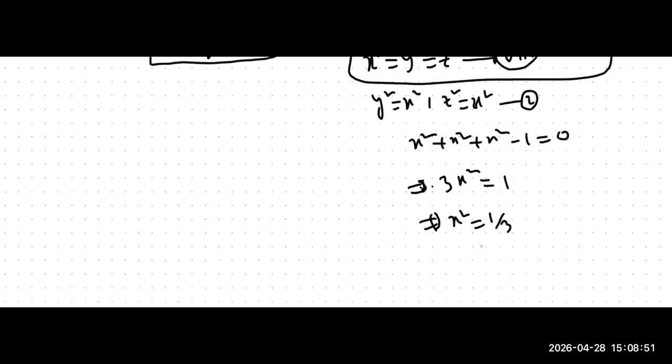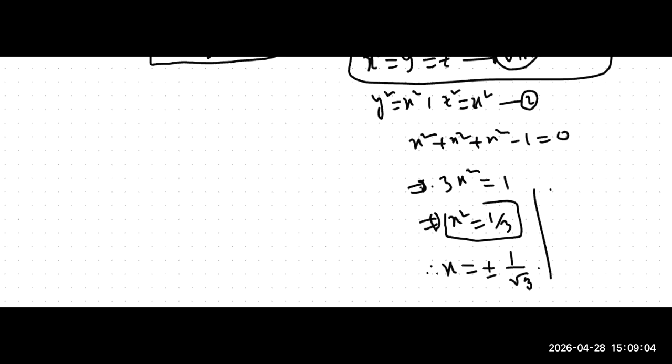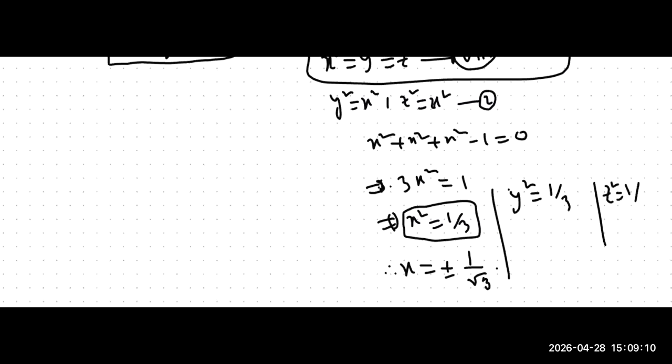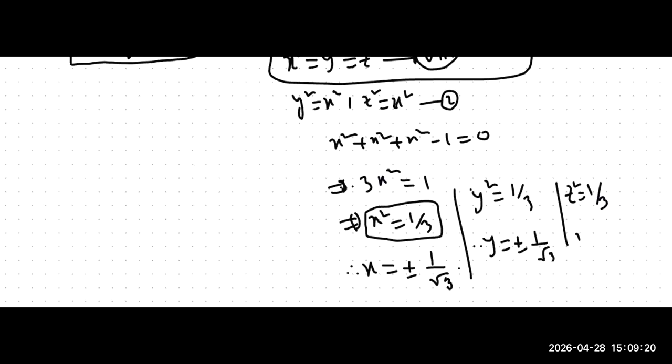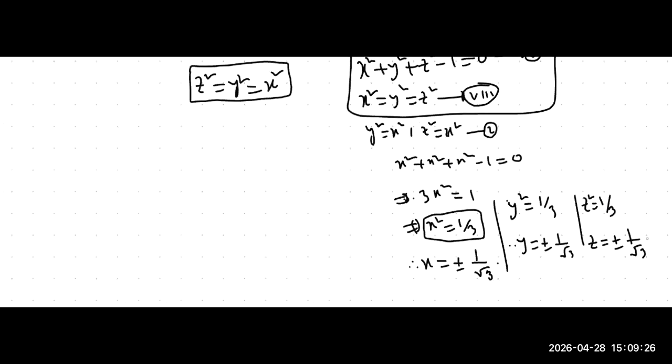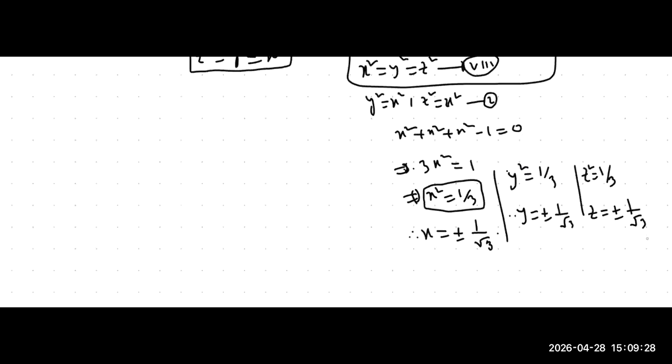So x square is equal to 1 divided by 3. X quantity is plus minus 1 divided by root 3. Similarly, y quantity, since x square is equal to 1 over 3, so y square is also 1 over 3. Z square is also 1 over 3. So y square is 1 over 3 means y is equal to plus minus 1 divided by root 3. And z quantity is also plus minus 1 divided by root 3. So we have 2 x values, 2 y values, and 2 z values.